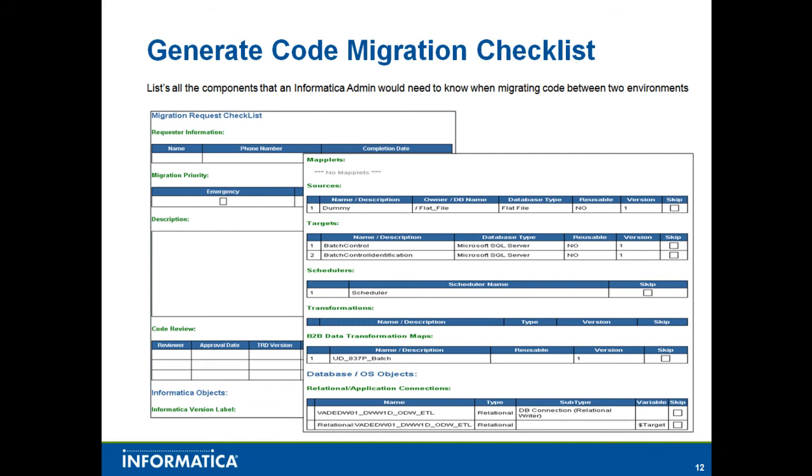This is another output from the tool. It will automatically go through, look at all the different sources, targets, and different connections that you have in your particular workflow, and it will produce this nice HTML report listing out all the different options that need to be migrated from one environment to the other.